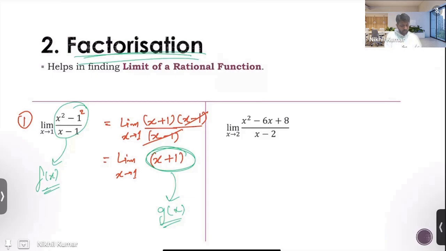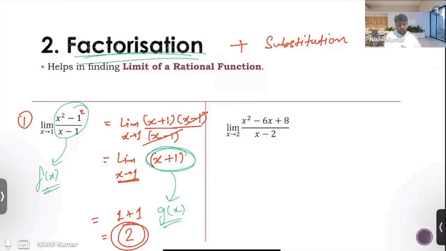Let's continue finding out the limit. Limit x tending to 1, x plus 1. You just have to substitute now. See, factorization plus substitution. Substitution is the last step. You'll always have to do that. So this you will substitute. If you substitute the value of x, you get this as the limit. So this is your answer here. The limit of the first question, the limit of f of x, we found out as 2.